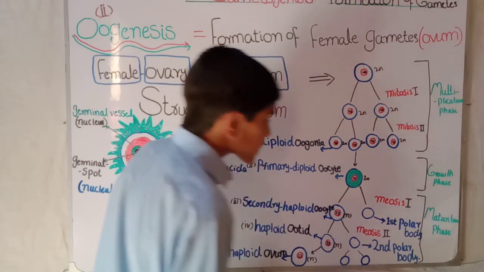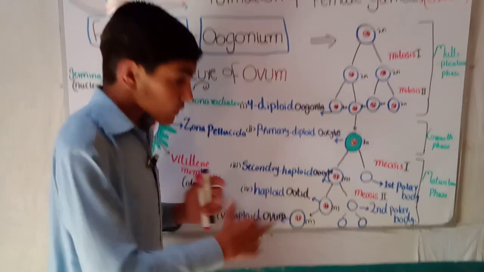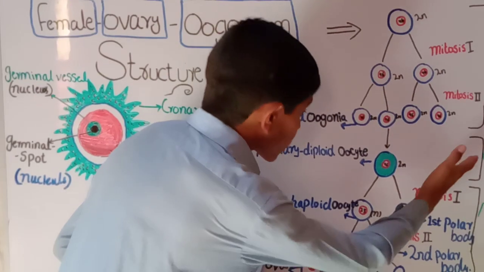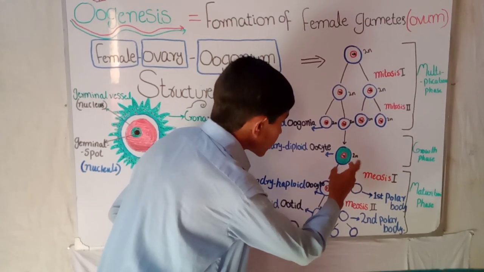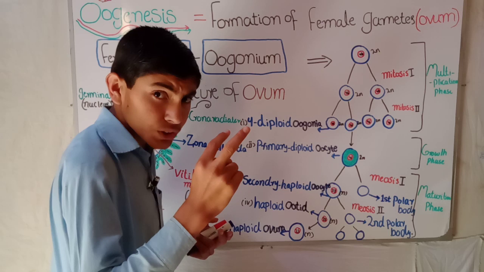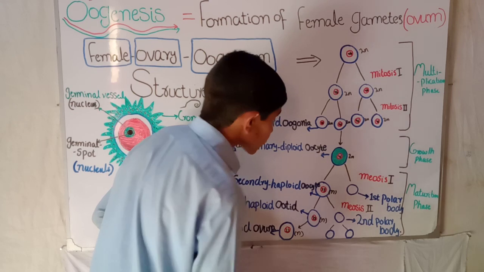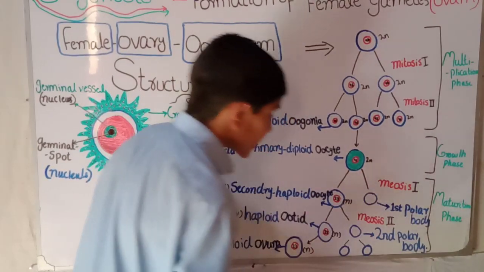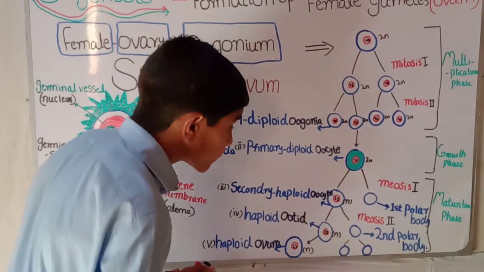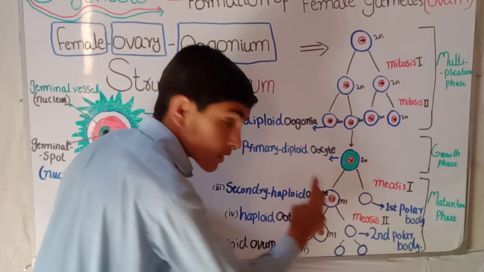The third and last phase is the maturation phase. This is the real phase where the ovum or egg cell is formed. In the maturation phase, this enlarged cell undergoes 2 times of meiosis. We know that meiosis completes in 2 steps. In the first meiosis, or meiosis 1, this cell produces 2 cells. The larger cell is called the secondary haploid oocyte. Because it is a meiosis process, the resultant cells are haploid.